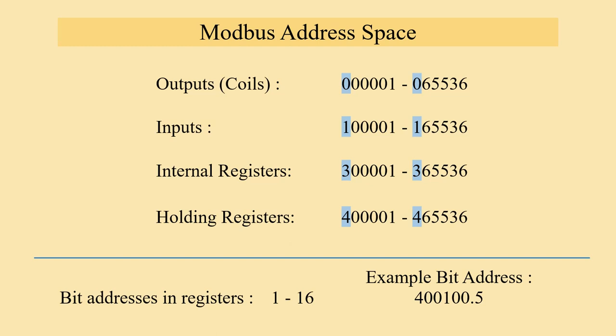Notice that addresses for coils start with 0. Addresses for inputs start with 1. Addresses for internal registers start with 3. And addresses for holding registers start with 4. We can also access individual bits of registers. To get the status of the fifth bit of register 400100, we represent its address as 400100.5. Valid bit numbers are from 1 to 16.